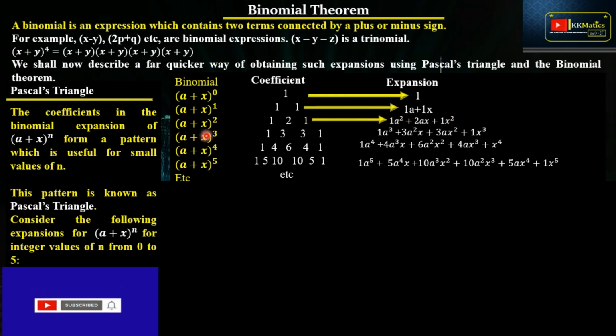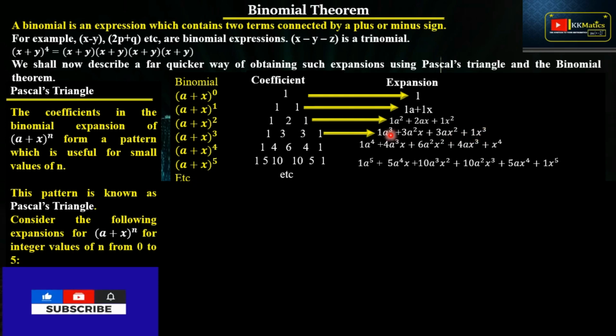Considering the next expression, which is (a plus x) all raised to the power 3, our coefficients, as we said earlier, always start with 1 and end with 1. And so in between, to find them, we add the previous coefficients: 1 plus 2 giving us 3, and 2 plus 1 giving us 3. And we already know it ends with 1. So the expansion will be a cubed plus 3a squared x plus 3a x squared plus 1 multiplied by x cubed.